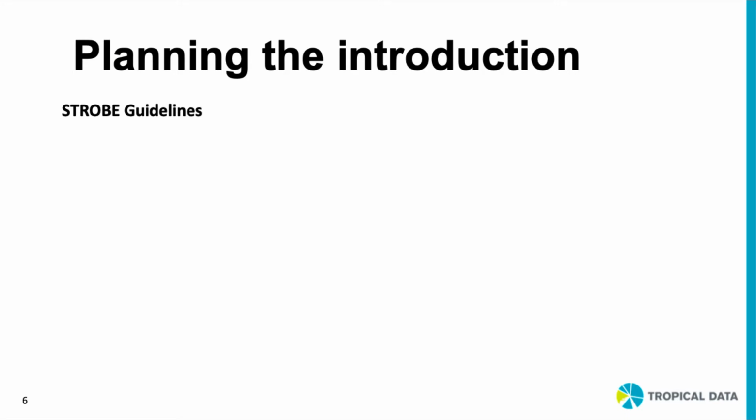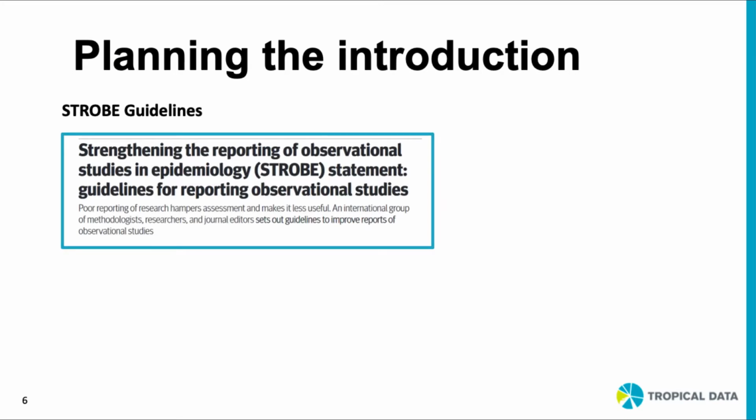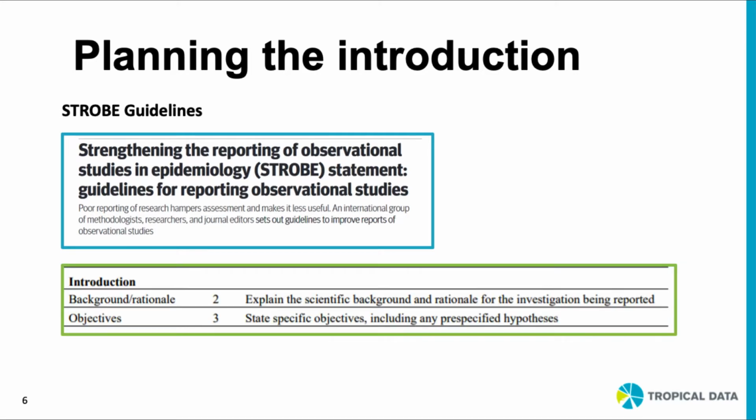When deciding what to write about, you can refer to the International Consensus Guidelines on what information is needed for a concise introduction. This is called the Strengthening the Reporting of Observational Studies in Epidemiology, or the STROBE statement. This includes a checklist of information to include for reporting observational studies. The two main points to cover are shown here, and we will review more of the checklist later on in this session.